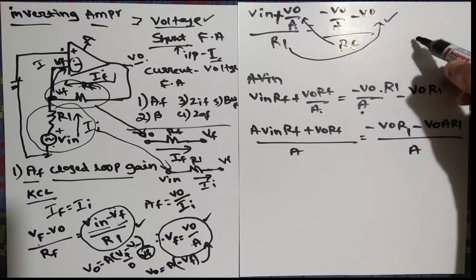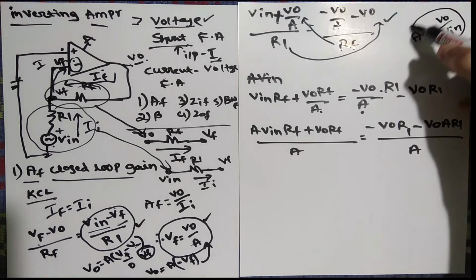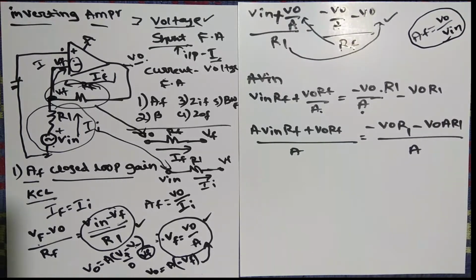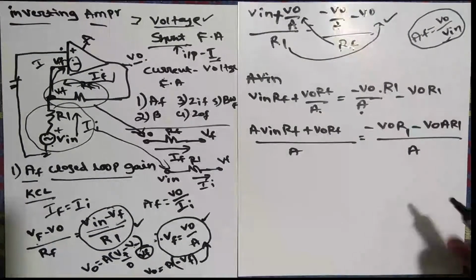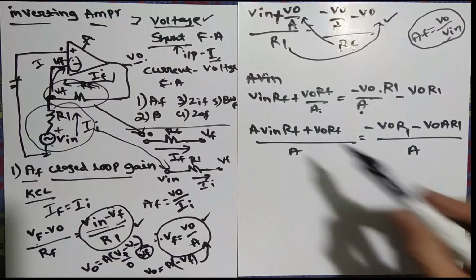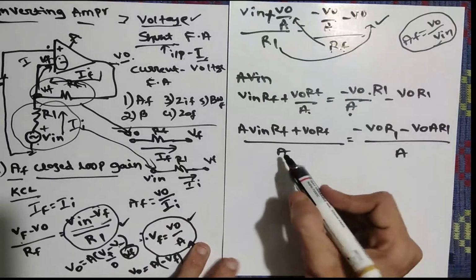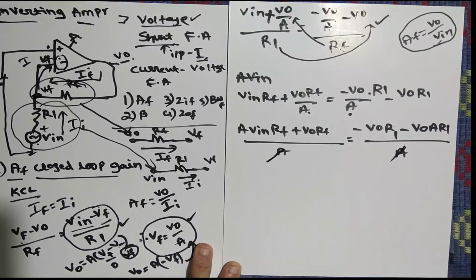You know the AF formula, nothing but V0 by V in. So for this, whatever necessary stuff you can use and find out. That is your own way you can find out. Here I am following some method. First I have taken this RF R1 multiplied like this, and after that I made A common. So if I made A common, I can cancel out this A.